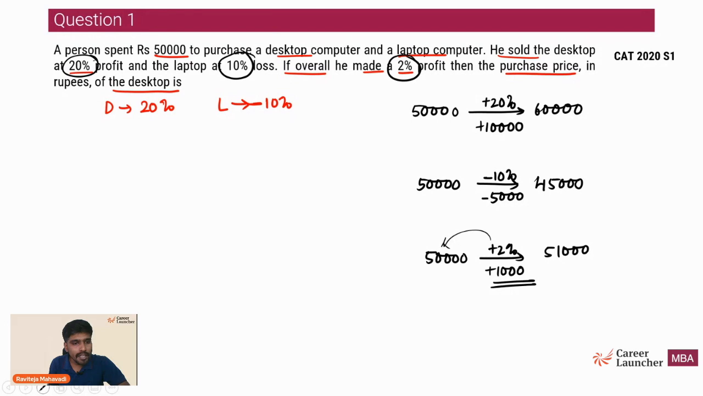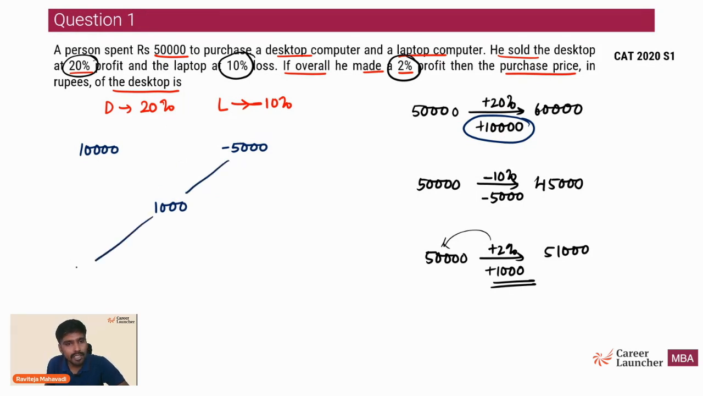So you can create an alligation based on the profits itself. In case everything was a desktop, the profit would have been 10,000. In case everything was a laptop, the profit would have been minus 5,000. The final profit you made is 1,000. The difference between 1,000 and minus 5,000 is 6,000 rupees. The difference between 10,000 and 1,000 is 9,000 rupees. What ratio is 6,000 to 9,000? 2 is to 3. The total cost was 50,000, out of which the desktop and the laptop will be 2x and 3x respectively.